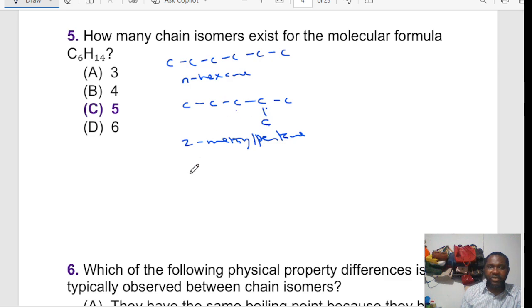Now let me move it to this. So this will be 1, 2, 3, 4, 5. But now it is here in this third one. So it becomes 3-methylpentane. This is also a different compound.